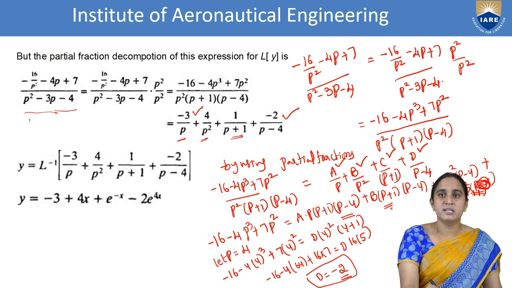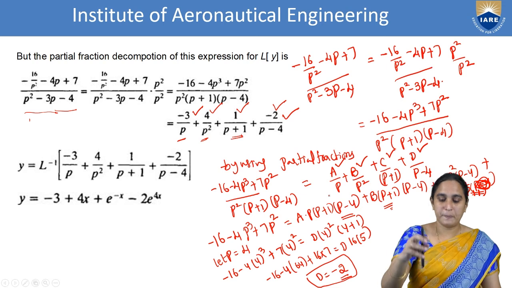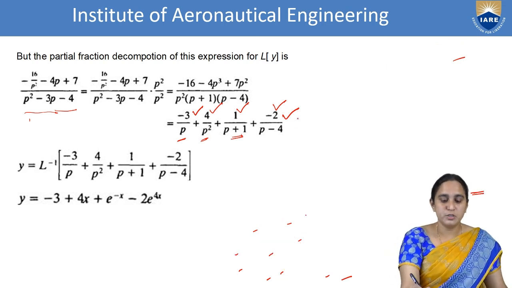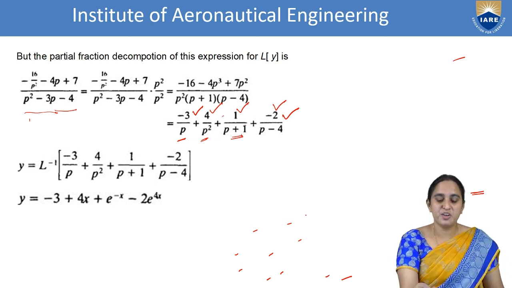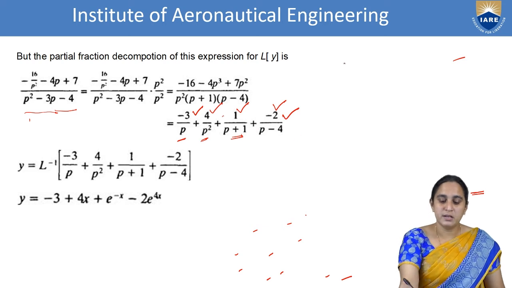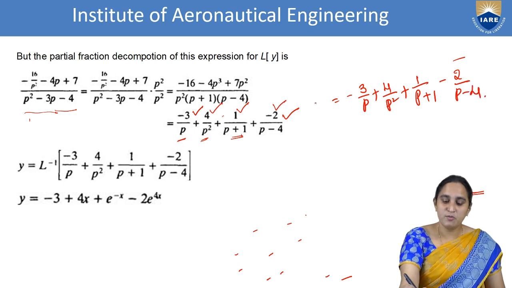That is, A is equal to minus 3, B is equal to 4, C is equal to 1, and D is equal to minus 2. Therefore, after using partial fractions, the given equation will be like this: minus 3 by P plus 4 by P square plus 1 by P plus 1 minus 2 by P minus 4. Now apply Laplace inverse.